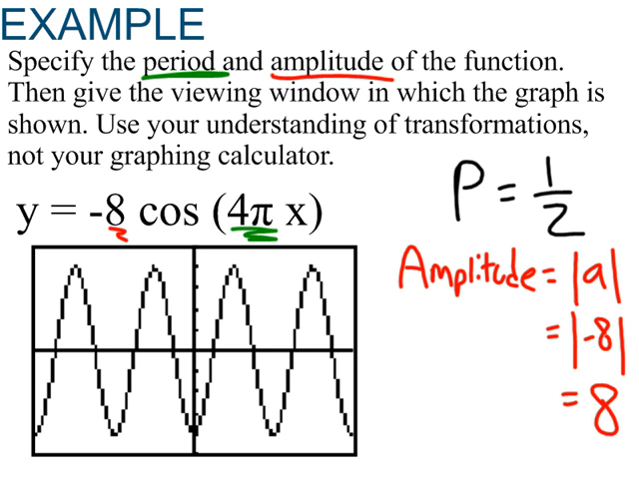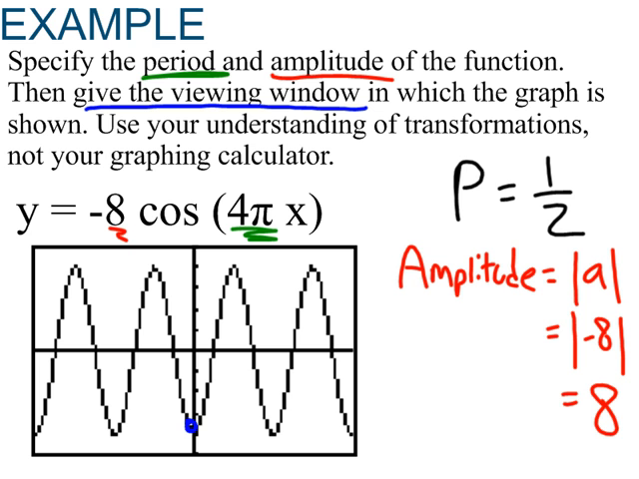That is our amplitude. Now, given that, look at this graph, and let's deduce what the window dimensions are. You are being asked to give the viewing window. In other words, what's the x-min, the x-max, the y-min, and the y-max. So this is testing your understanding visually of what a period and an amplitude looks like. So let's do the period first.